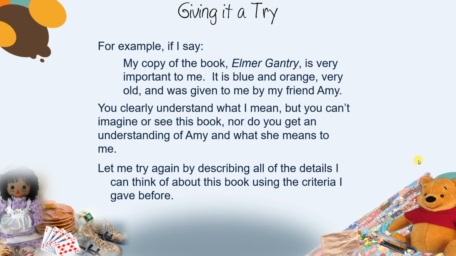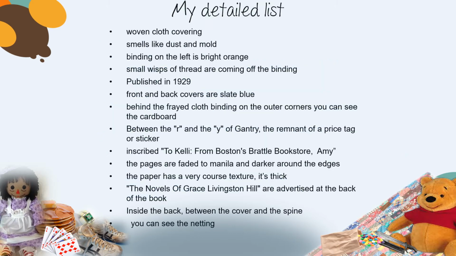So let me try again by just describing the details that I can think of about this book using that criteria, those tips I gave you. So here's my detailed list. Woven cloth covering. Smells like dust and mold. The binding on the left is a bright orange. Small wisps of thread are coming off the binding. It was published in 1929. The front and back covers are slate blue.